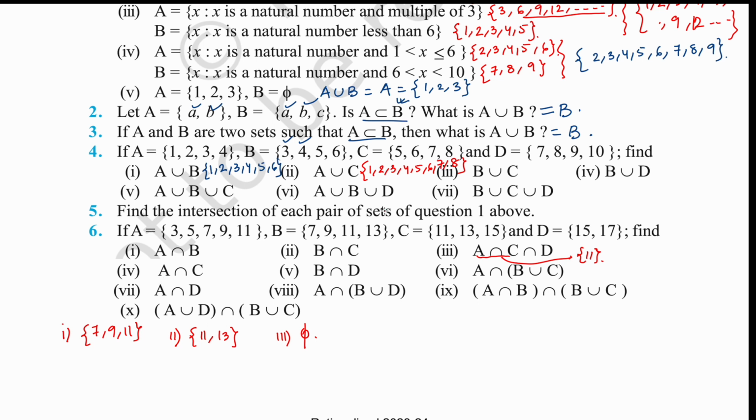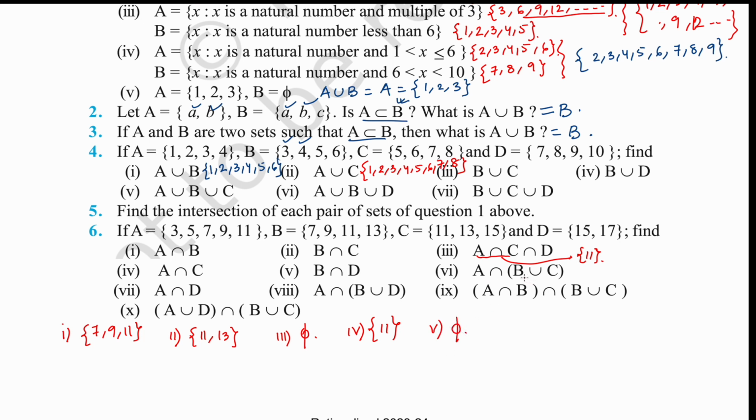A intersection C, common elements between A and C, you'll be able to get only one element, that is 11, right? B intersection D, you have to find the common element between B and D. Clearly, B and D do not have any common element because in D only two elements are there, 15 and 17, and they are not present in B. So your B intersection D is going to be phi.